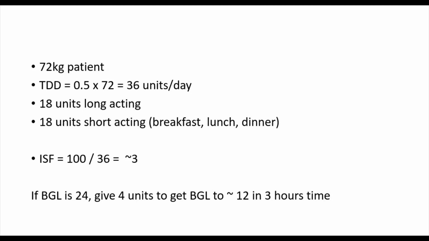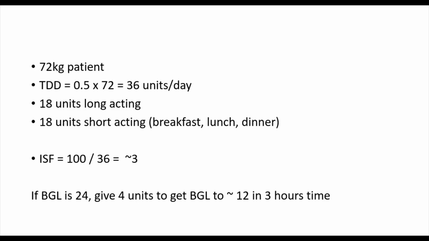So to determine how much insulin we must give for such a patient in this scenario, we can calculate their insulin sensitivity factor, which is 100 divided by their total daily dose of insulin, which is 100 divided by 36, which is approximately 3. So this means that if we give the patient 1 unit of short-acting insulin, their blood glucose level will drop by about 3 millimoles per liter.